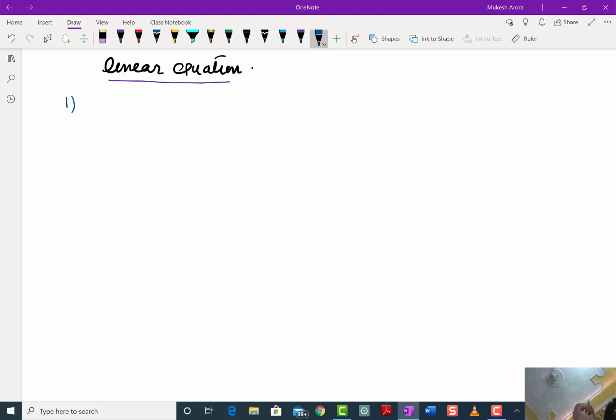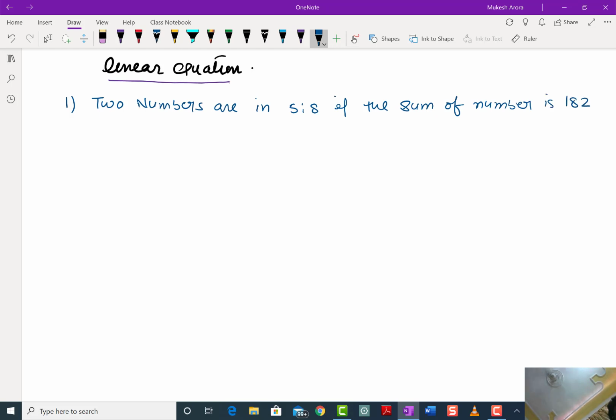Like, first: two numbers are in the ratio 5:8, and if the sum of the numbers is 182, find the numbers. So it's very simple. He says that the two numbers are in 5:8.